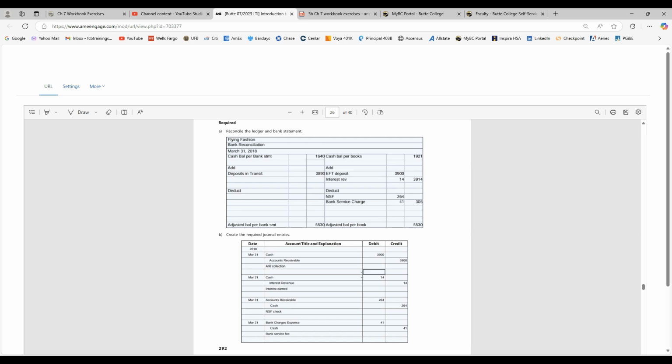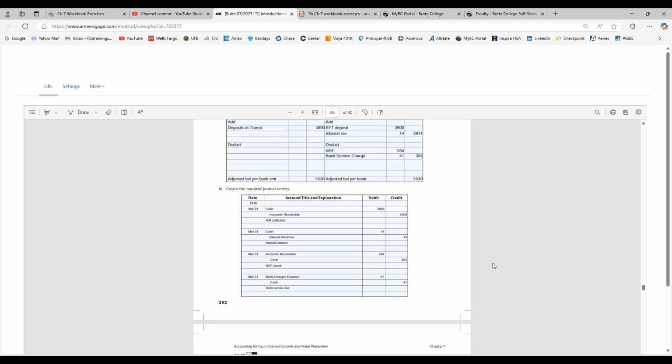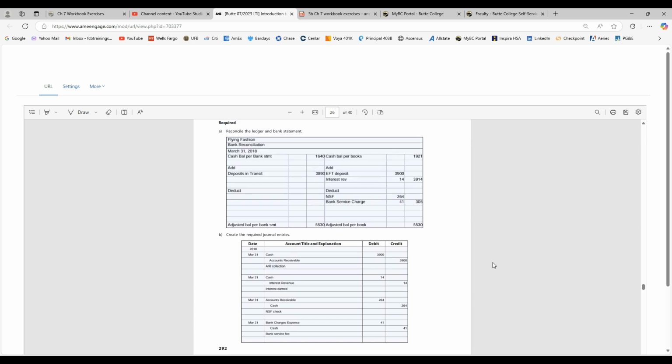So we had 4 different reconciling items, each individually recorded. I mentioned this before. I like to just book 2 entries, one for the additions, one for the deductions, and just group them together. But the book does it this way, so I'm kind of just following their format for the journal entries. So, all right, well, hopefully you're getting good at these bank reconciliations.